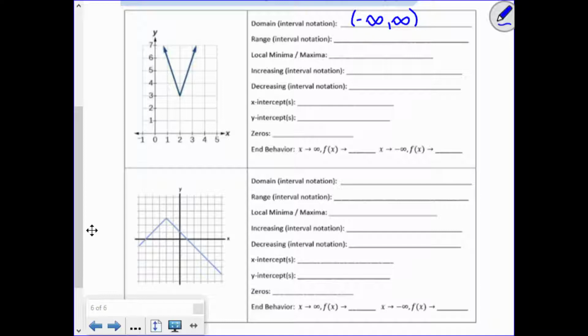Alright, for the range, that's up versus down. You want to read the graph from the bottom up. So what's the lowest value on my graph? 3 right here. This is where my graph starts, at 3. So the lowest value is 3. What's the highest value on my graph? Infinity. It's going to go up forever. So how would I say that it's going from 3 to infinity in interval notation? Square bracket, because we're including 3. You can draw a little point there. It's on the graph, so it's included. Comma.